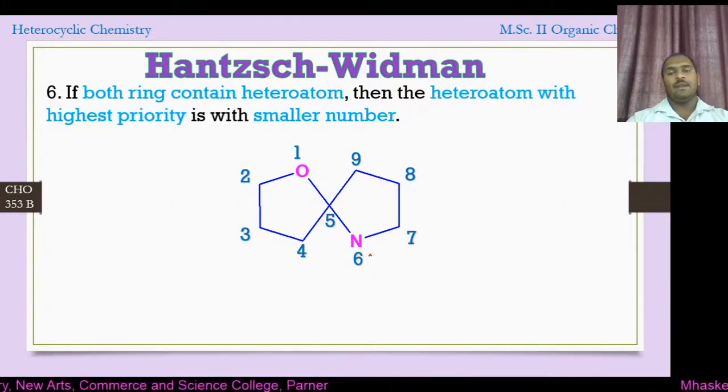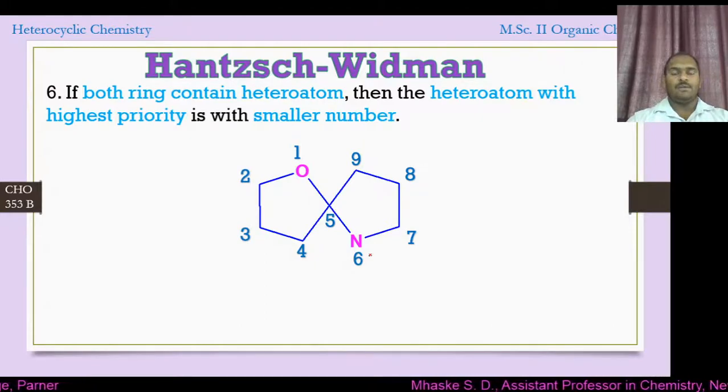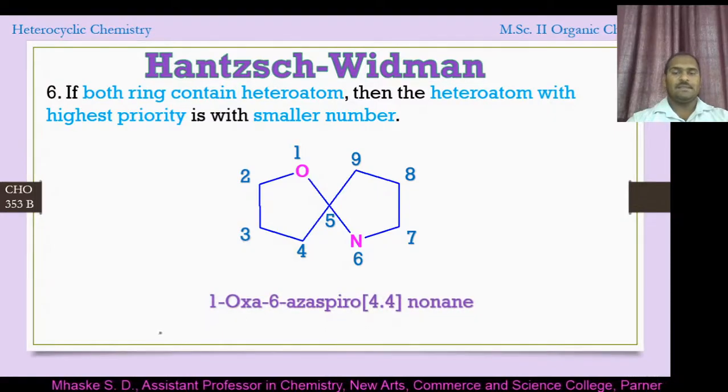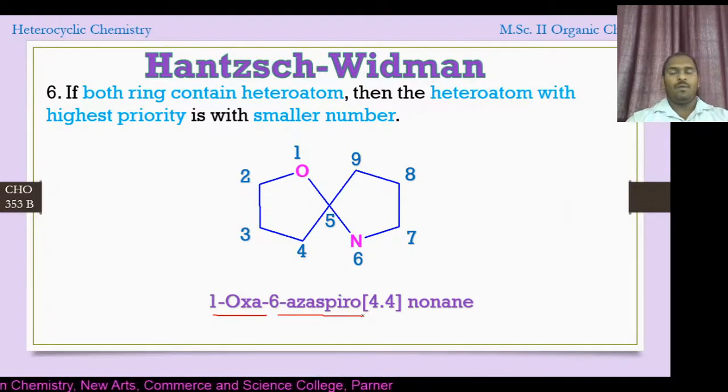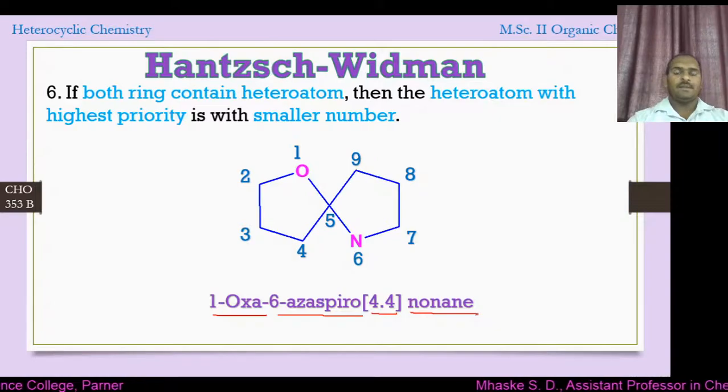Okay, so what will be the name of the compound? Nonane is the parent. At first position there is oxygen and at sixth position there is nitrogen. So 1-oxa-6-azaspiro[4.4]nonane, that will be the name. Now let's move further to the next rule.